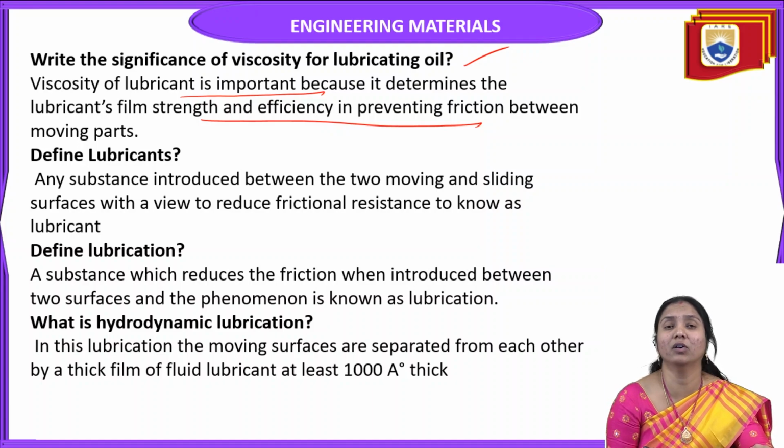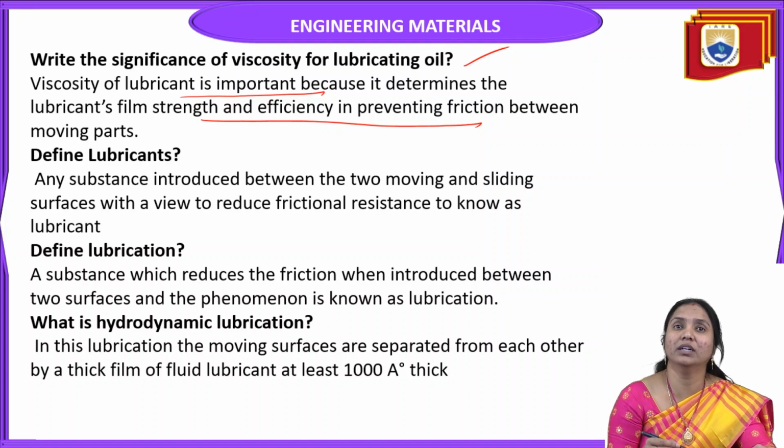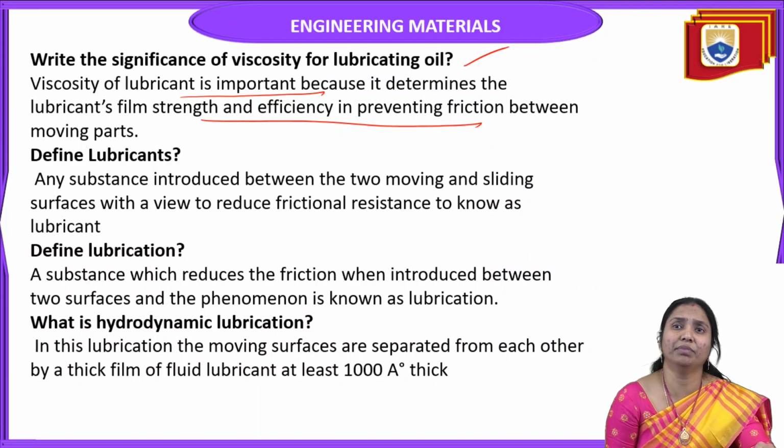So a good lubricant always should have moderate viscosity. So here viscosity of a lubricant is the most important. It determines the lubricating film strength and efficiency in preventing friction between two moving parts. So when we apply lubricant in between two moving surfaces, it will avoid the direct contact between the two moving surfaces. That means it reduces the friction.